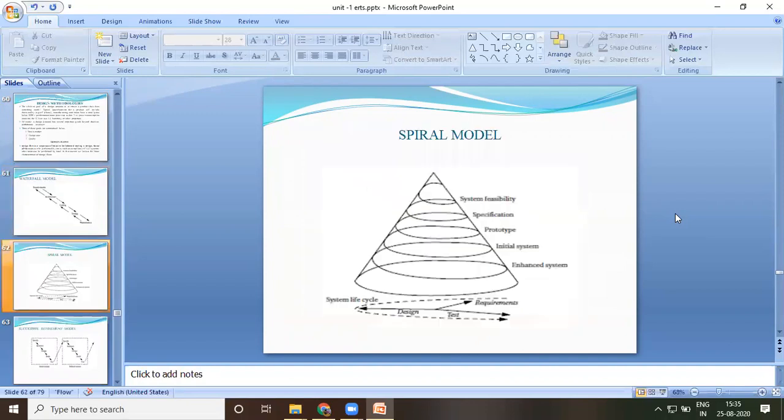The next one is the spiral model. In this model, we have system feasibility, prototype, specifications, and initial enhancement system. System feasibility means whether we are able to complete the system or not. Based on the system feasibility, we collect the specifications and the prototype of the particular embedded system. Then, in the initial system, we find the disadvantages we have to overcome in the next enhanced system. That's called the spiral model.